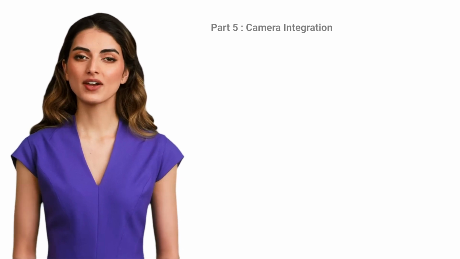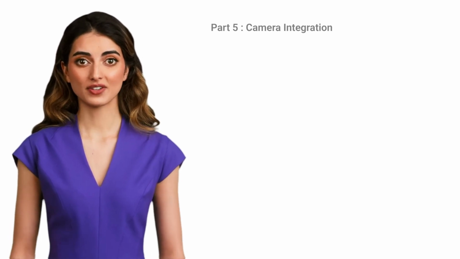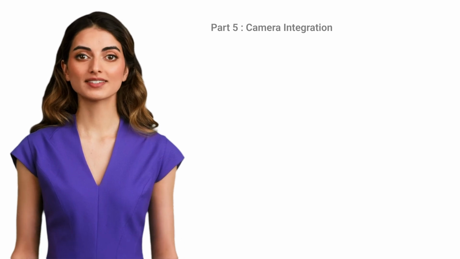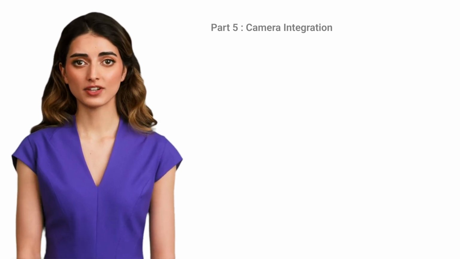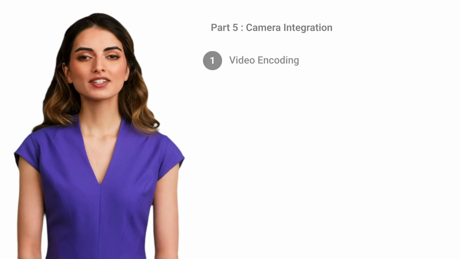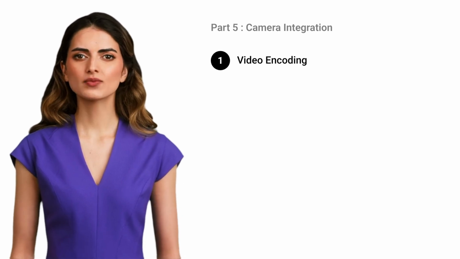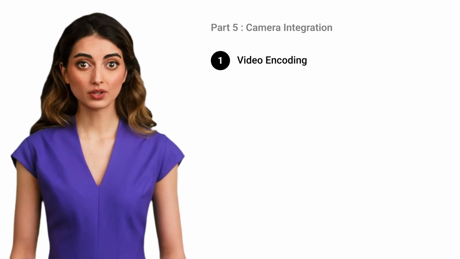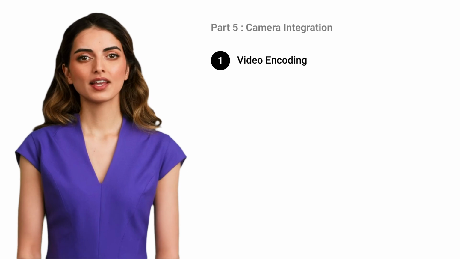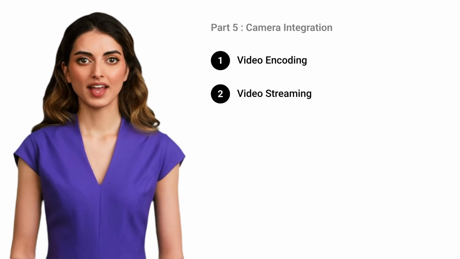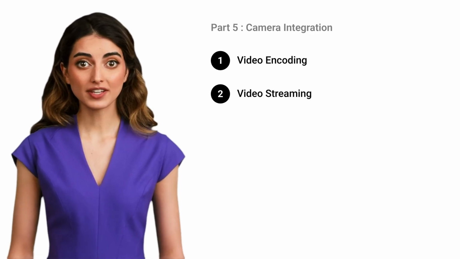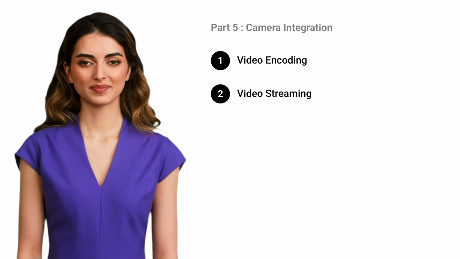Welcome to part 5 of our camera training series, Camera Integration. In this final part, we move beyond the camera itself and study how it becomes part of a complete vision system. First, we will understand video encoding, how raw camera footage is compressed to reduce bandwidth and storage without losing critical visual information. Next, we will explore video streaming, how live video is transmitted from the camera to onboard computers, operator consoles, and remote control stations.